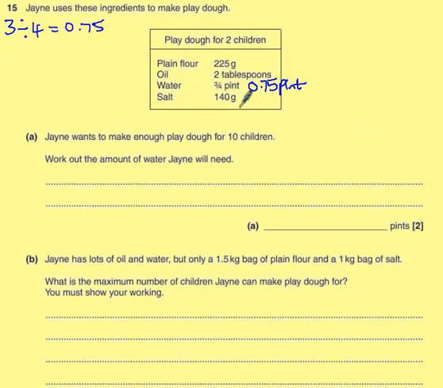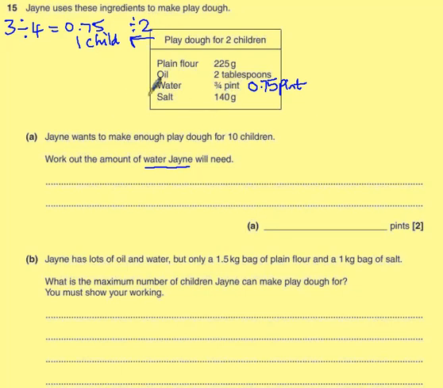Salt of 140 grams. Now part A, Jane wants to make enough Play-Doh for 10 children. Work out the amount of water Jane will need. Now it's just asking us for water here that Jane will need. Now if we've got the Play-Doh for 2 children, for one child, we can simply divide all these amounts by 2.